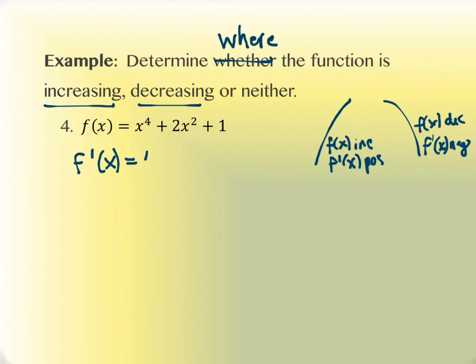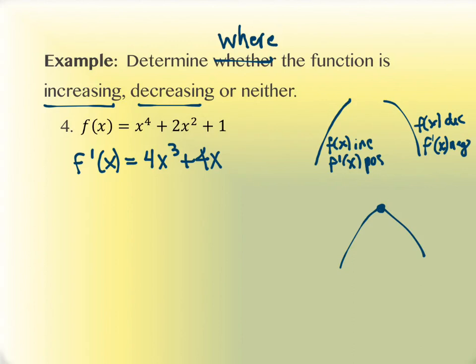4x cubed plus 4x. Look good? Now think again with me. If a graph has some places where it's increasing and some places where it's decreasing, then that also means that at some point it does this, right? Where it's increasing, it stops increasing, and it starts decreasing. And what do we say about this particular place in terms of its slope? 0. The slope is 0.